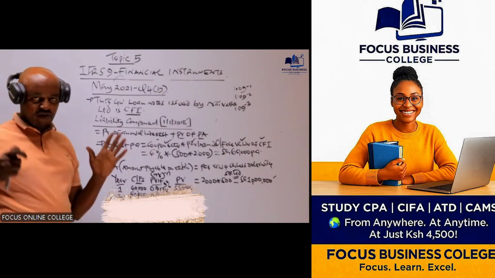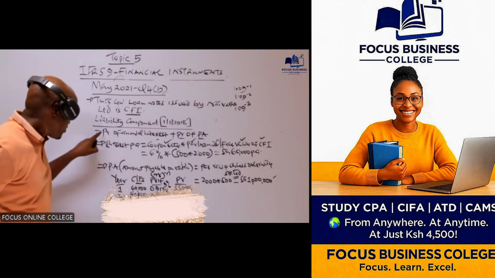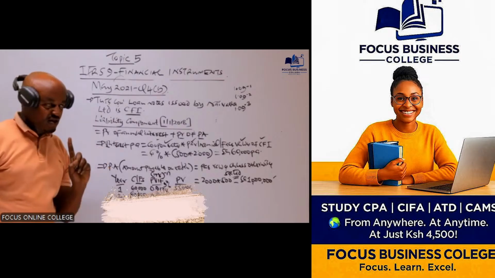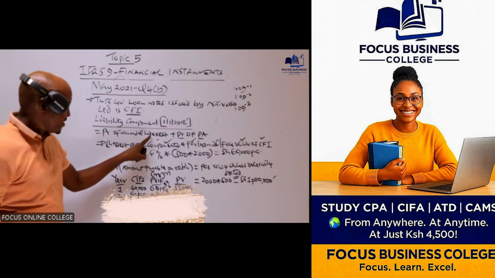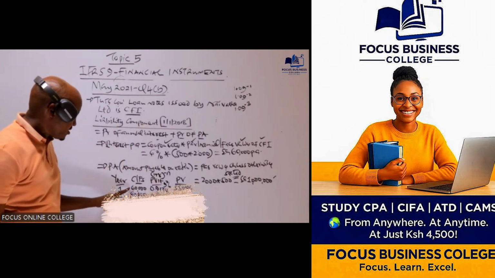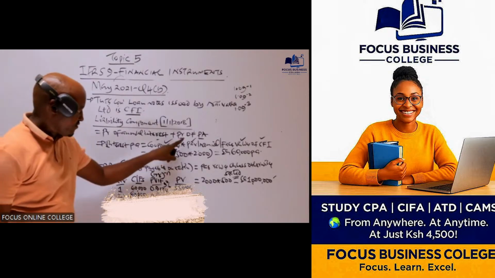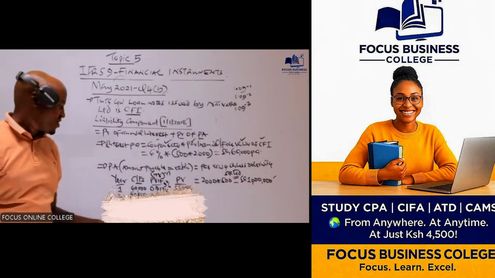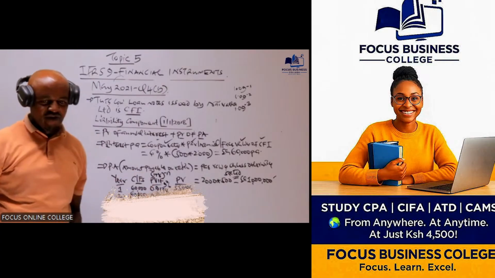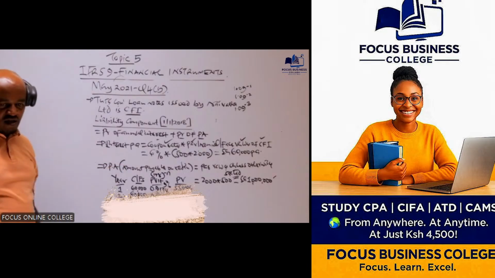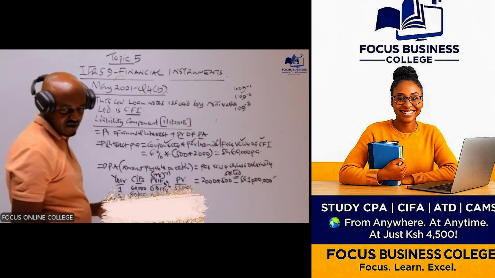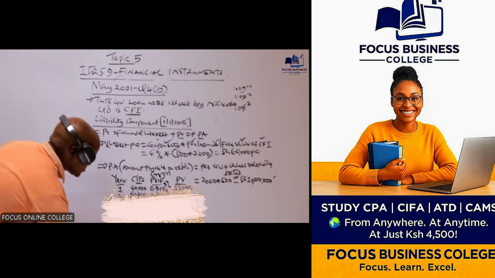Remember what we are computing here. We are computing the liability component. The liability component we are saying is the present value of the annual interest, which is 60, plus the present value of the principal amount. The principal amount is 1 million, which will be paid at the end of year 3. So let's compute this liability component.